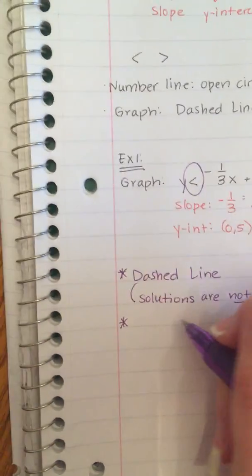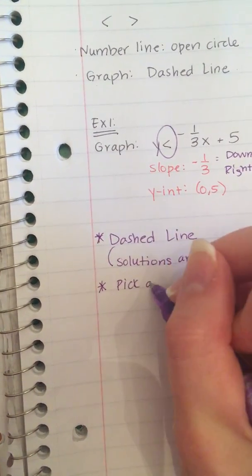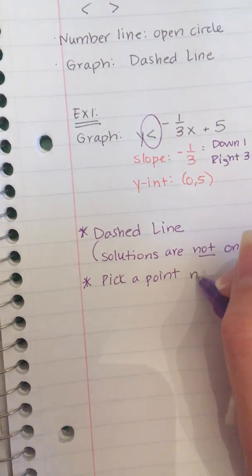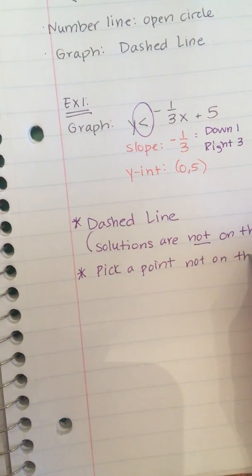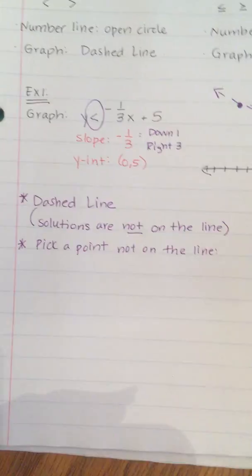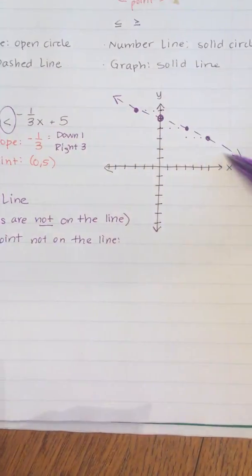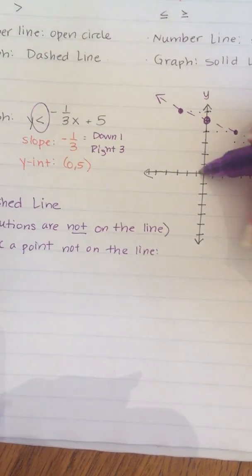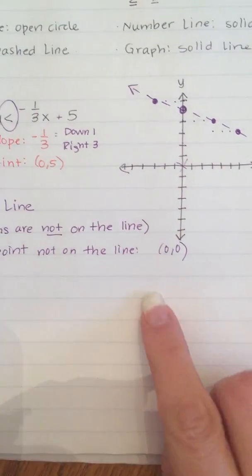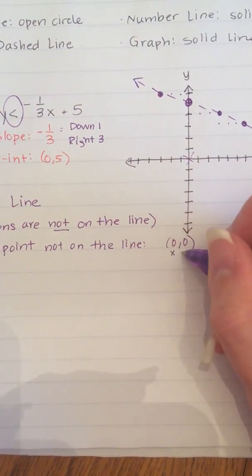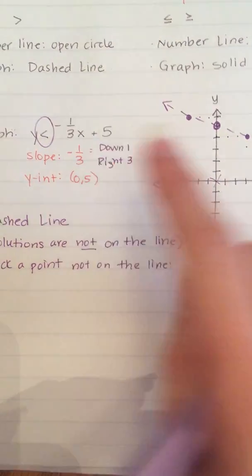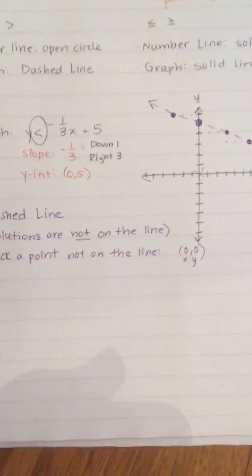So how you figure it out is we are going to pick a point not on the line. I can pick any coordinate point that is not on this line. A lot of times we pick 0, 0, just because it's easy to work with zeros. Okay. And I'm going to plug these numbers in for the x and the y into this inequality, and we're just going to see what kind of statement we get when we simplify it.